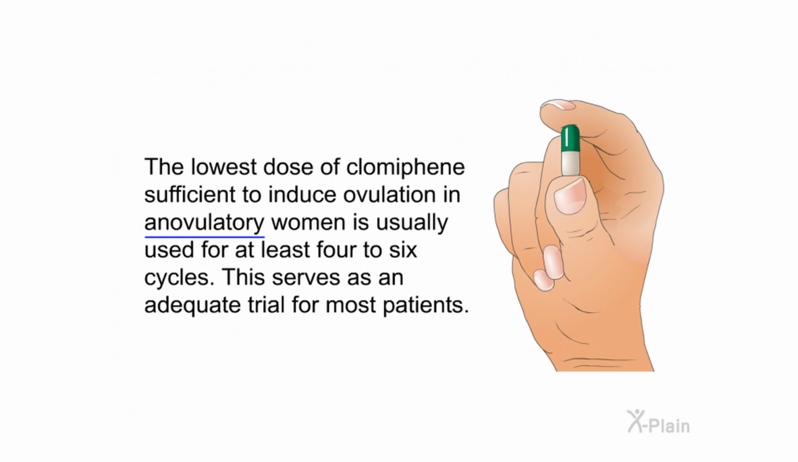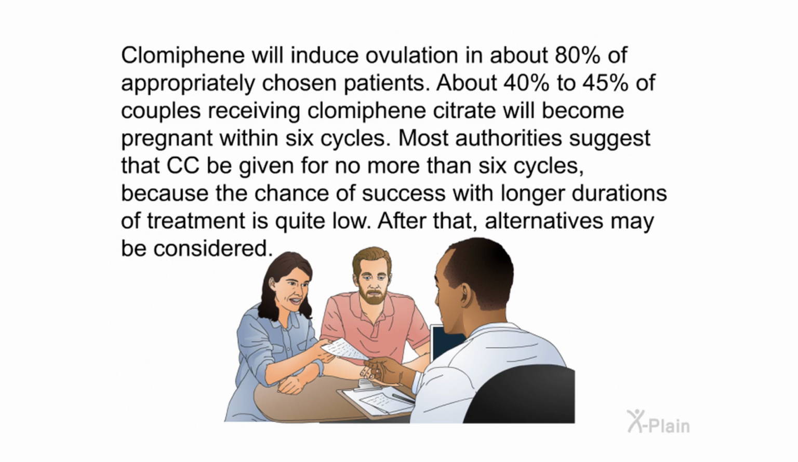The lowest dose of clomiphene sufficient to induce ovulation in anovulatory women is usually used for at least 4 to 6 cycles. This serves as an adequate trial for most patients. Clomiphene will induce ovulation in about 80% of appropriately chosen patients. About 40 to 45% of couples receiving clomiphene citrate will become pregnant within 6 cycles. Most authorities suggest that CC be given for no more than 6 cycles because the chance of success with longer durations of treatment is quite low. After that, alternatives may be considered.